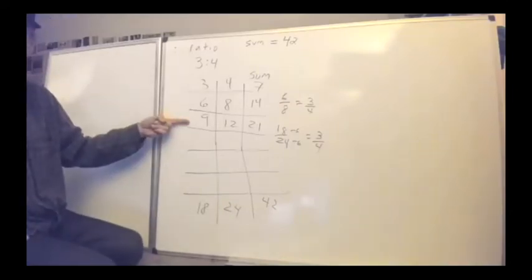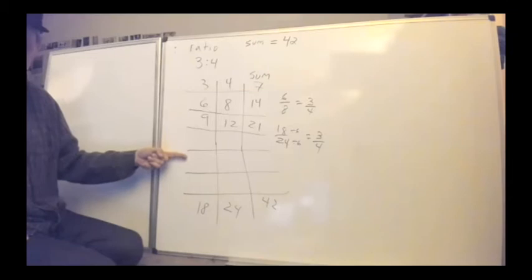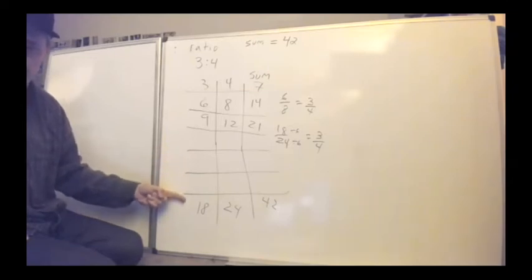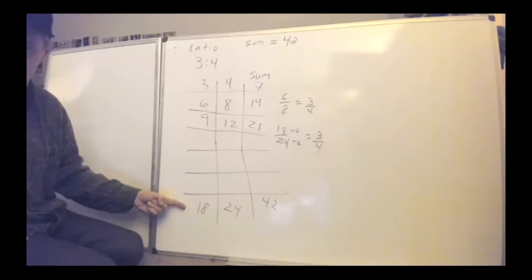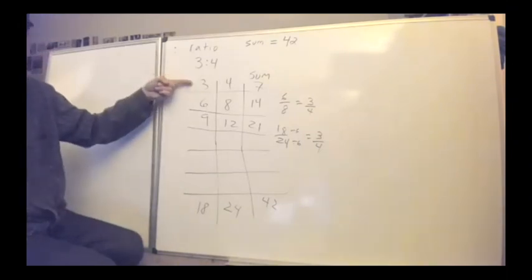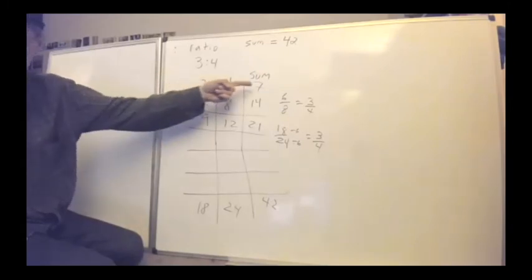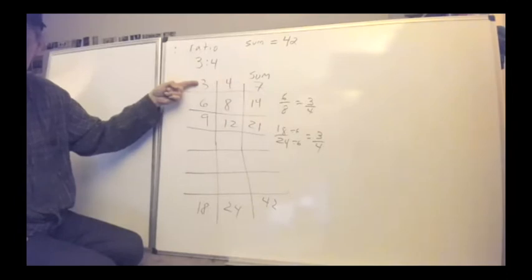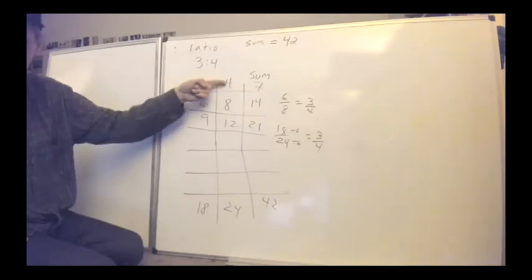Triple, right? And then eventually we get down to here. What are we going to have to multiply the 7 by to get 42? 6. So we can just multiply these numbers by 6, and we'll get 6 times the 7, which is 42. We'll get 6 times the 3, and we'll get 6 times the 4.